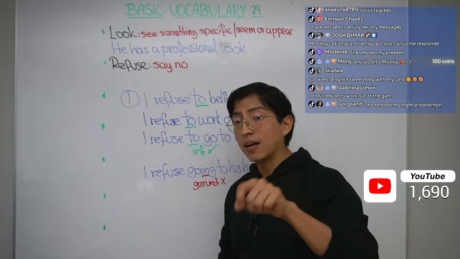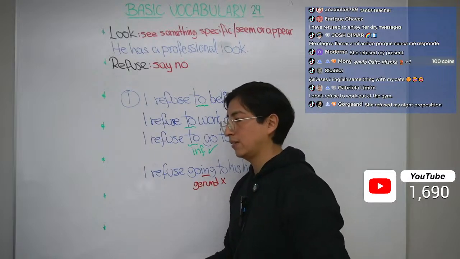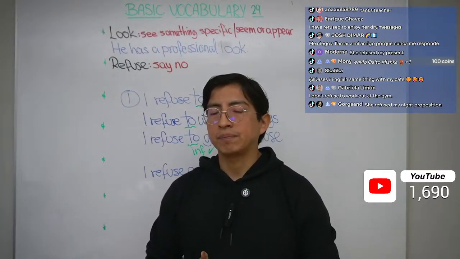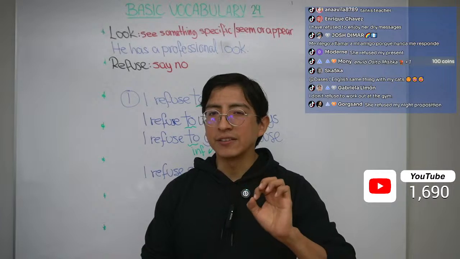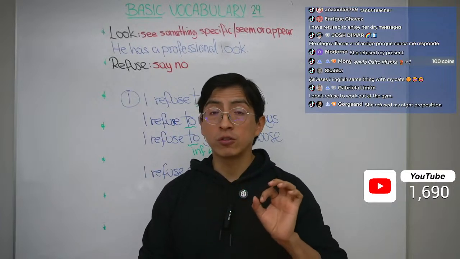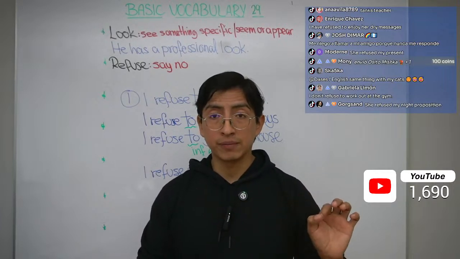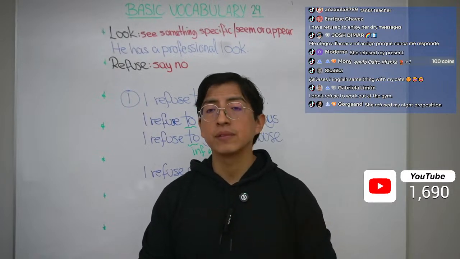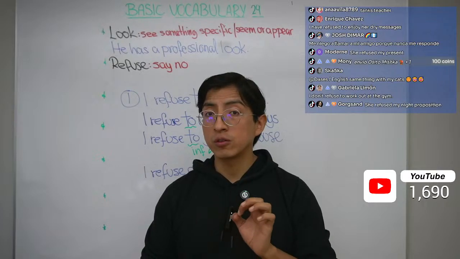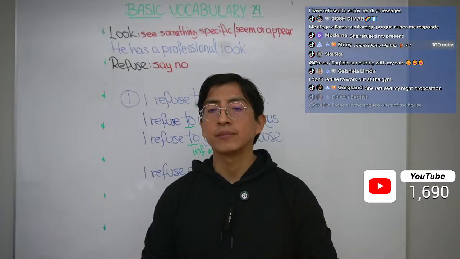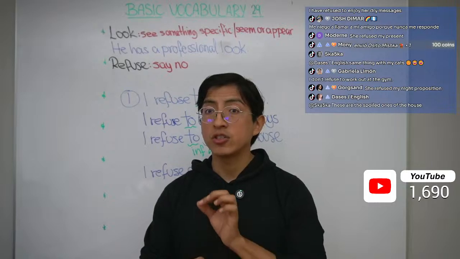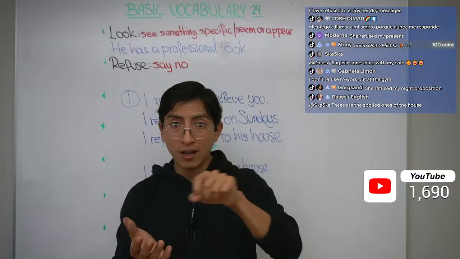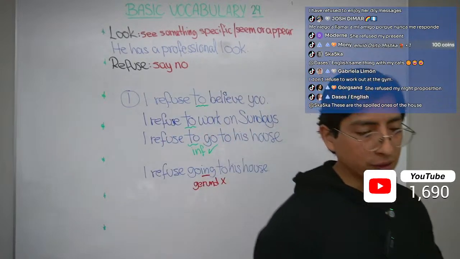Okay, guys, listen to me and write the following sentence. Listen and write. She refused to listen to her family. She refused to listen to her family. Okay, one more time. She refused to listen to her family. Okay, listen and write. I'm going to give you 10 seconds.